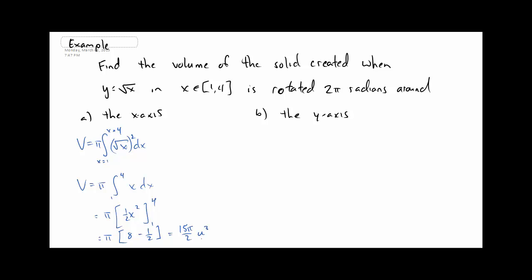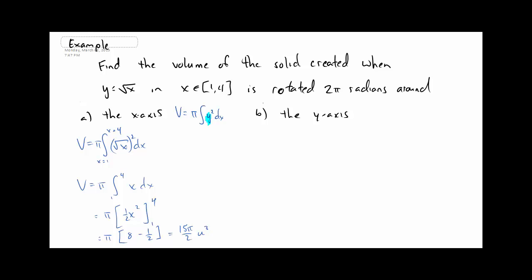cubic units. And remember, the formula we're using is volume equals pi integral of y squared dx, and this y squared is a function of x. It's not really a y anymore. We're putting x's there. It's weird, right? But we know what we mean by that. That is a function of x.